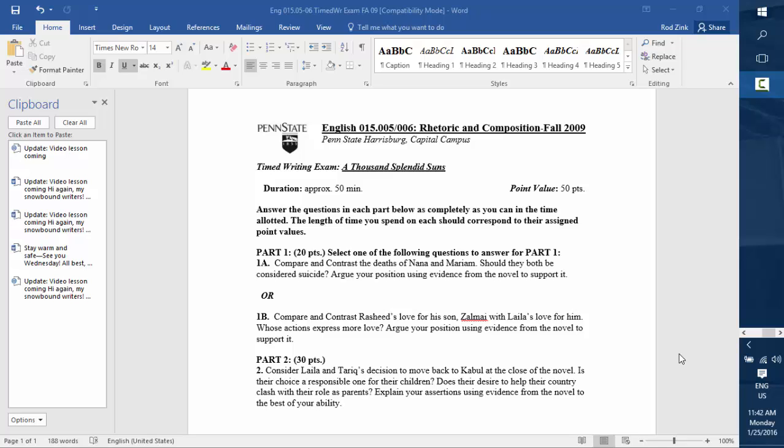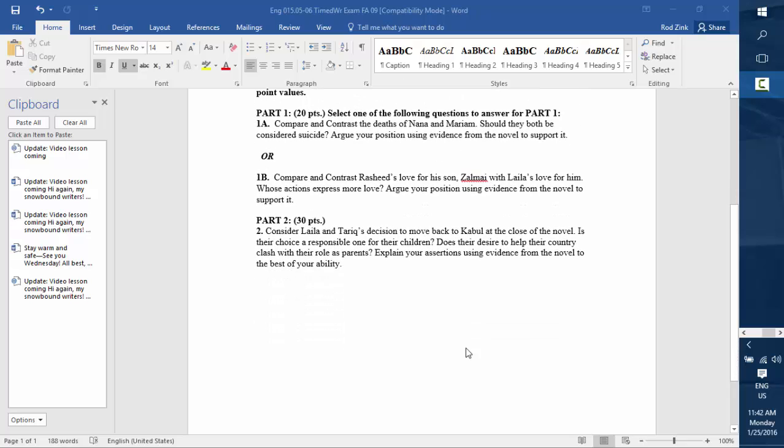Okay, so let's take a look at how we might apply the writing process to an exam itself. And I think part 2 has a question here that might give us the better choice of sample, or example. Consider Layla and Tarek's decision to move back to Kabul at the close of the novel. Is their choice a responsible one for their children? Does their desire to help their country clash with their role as parents? Explain your assertions using evidence from the novel.